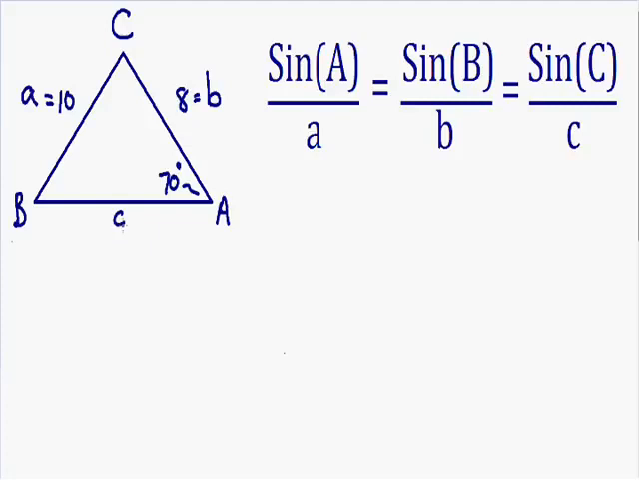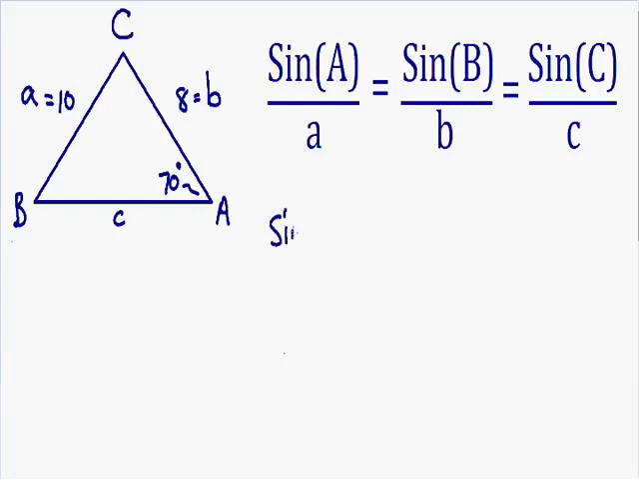Alright, so basically solving this triangle using the law of sines is going to be a bunch of plugging and chugging. Notice how we have the angle A, which is 70 degrees, and we also know the length of side A, which is a length of 10. So this part of the formula is already given to us.